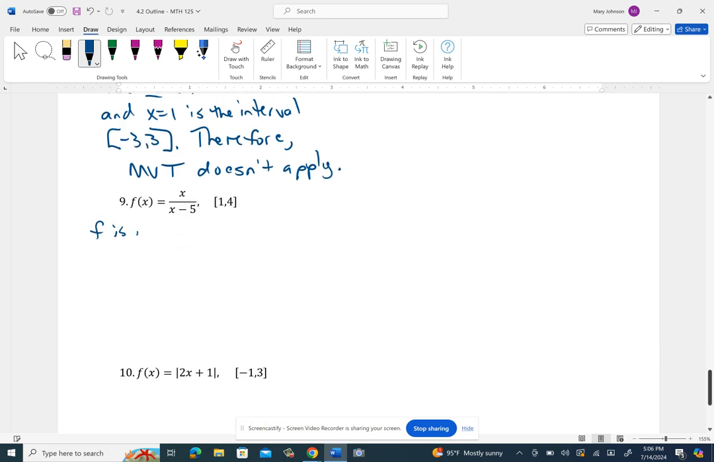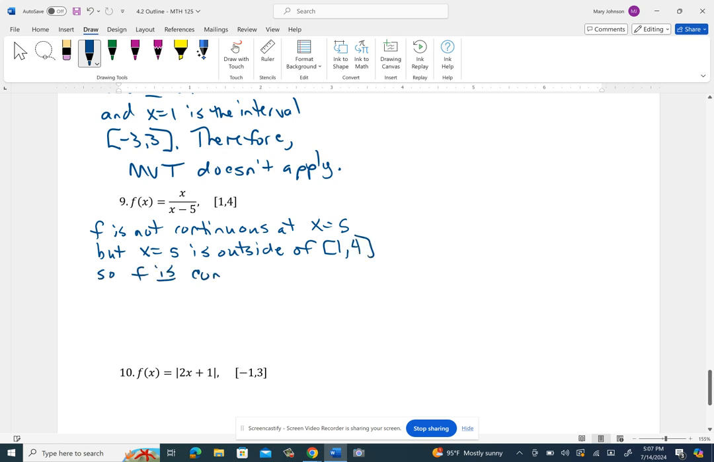F is not continuous at x equal 5, but x equal 5 is outside of the interval from 1 to 4. So f is continuous on the interval. Okay. Now we need to look at differentiability. So let's do the formula for the first derivative. So it's a quotient rule problem.